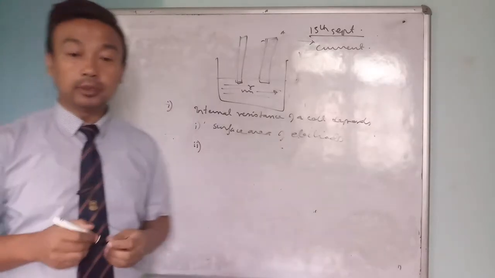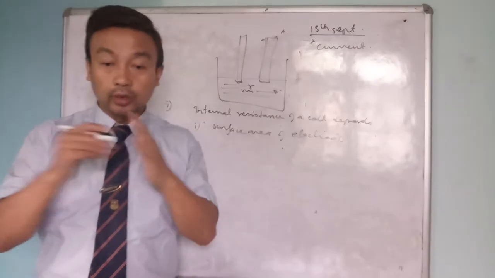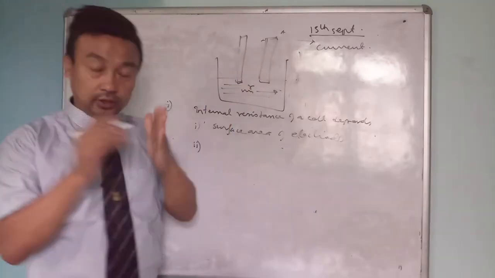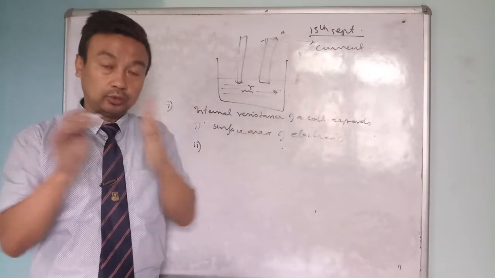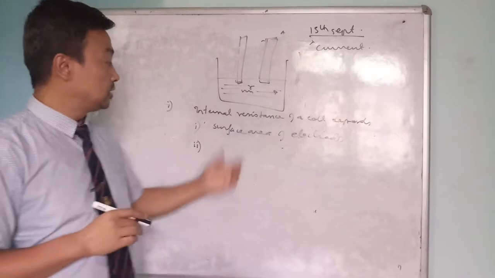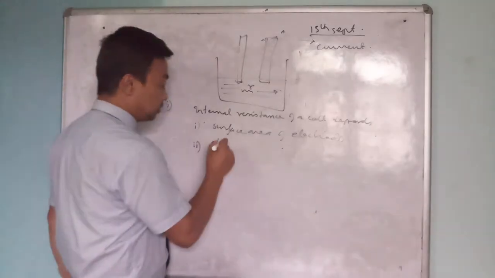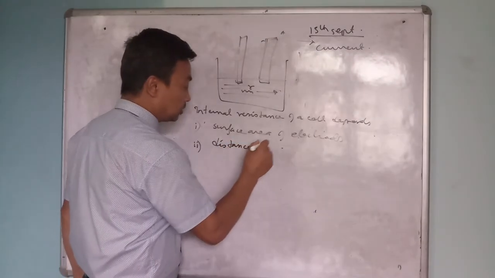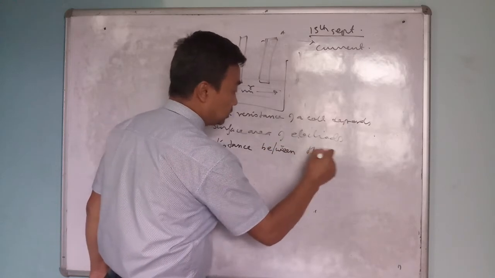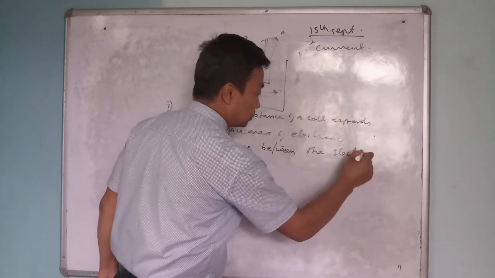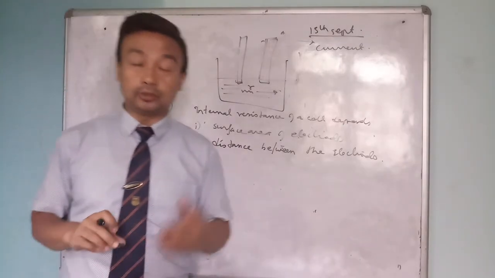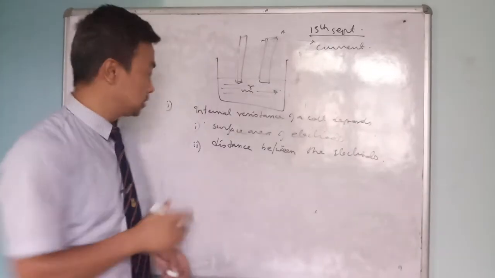Second factor is it depends upon the distance between the electrodes. If the distance between the two electrodes is more, the internal resistance will be more. So that is directly proportional. So it depends upon the distance between the electrodes. Greater the distance, greater is the internal resistance.